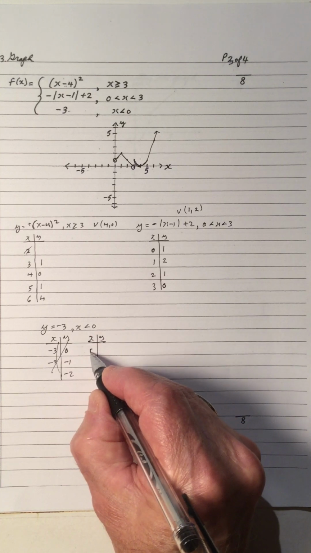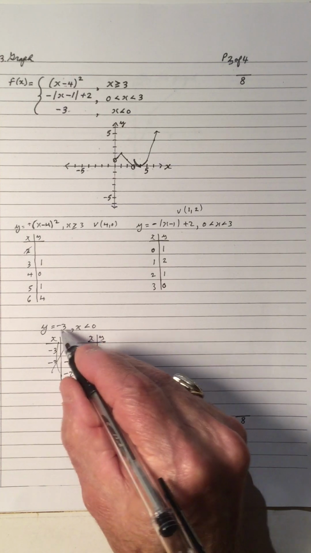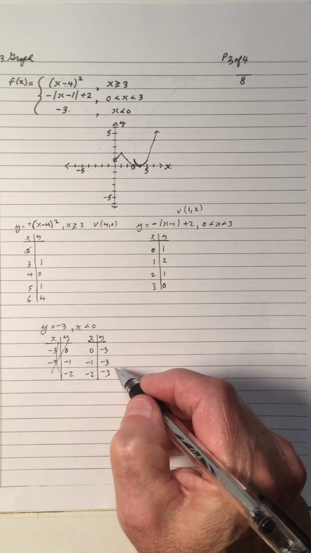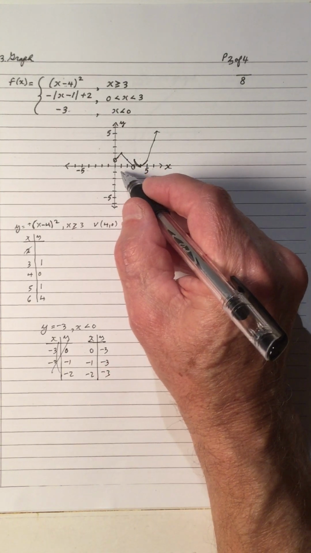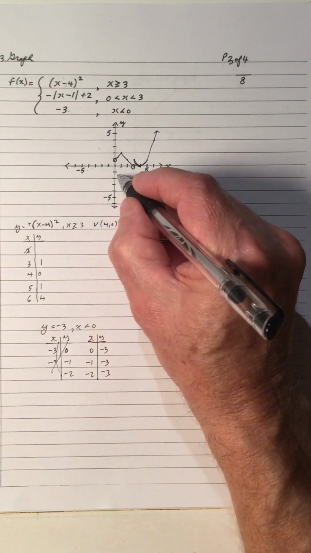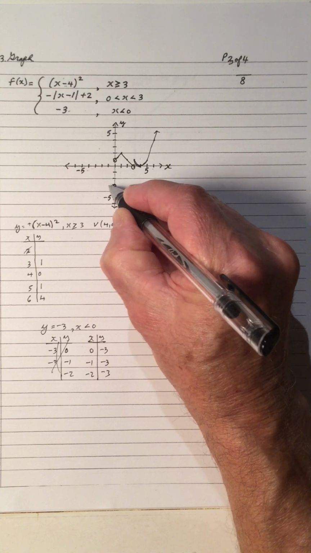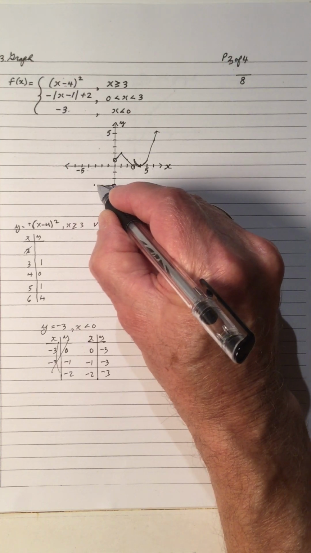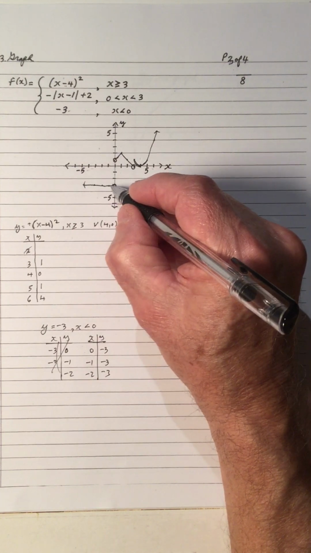X is less than 0. X is 0, negative 1, negative 2. And no matter what x is, y is negative 3. Just got to be careful. So that looks like a horizontal line. Y is negative 3 is a horizontal line, so 0 can't have this point. So x is 0, y is negative 3 is hollow. And that's that point, and that point, and that point. So this is a horizontal line right here. There it is, at y is negative 3.